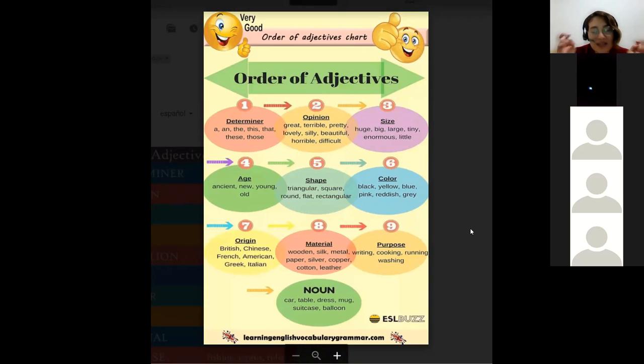Tenemos 9 niveles en los que podrían ponerse los adjetivos. Obviamente, para la gran mayoría de cosas, no vamos a ocupar 9 adjetivos. Usualmente vamos a ocupar solo uno. But, for example, if you need to talk about something in its size, color, and origin or material, si necesitamos hablar de algo sobre su tamaño, su color, su material, for example, a dress, por ejemplo, un vestido.